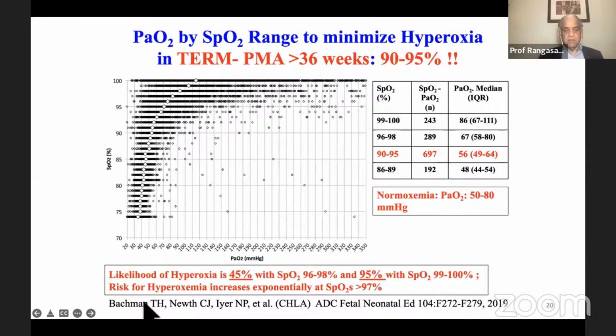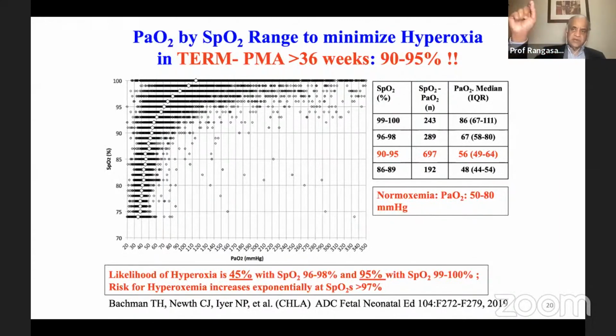So this is a study by Tom Bachman and Prabhu Iyer from CHLA, from our division, looked at PaO2 over saturation. And they show that when the saturation by pulse oximeter is 99 to 100, SpO2 and PaO2, 243 samples, the PaO2 median, look at the interquartile range, 67 to 111. There is no way you can have a saturation of 99 to 100 and say, I'm going to avoid hyperoxia. That's where Dr. Satyan said, no baby should be on supplemental oxygen.